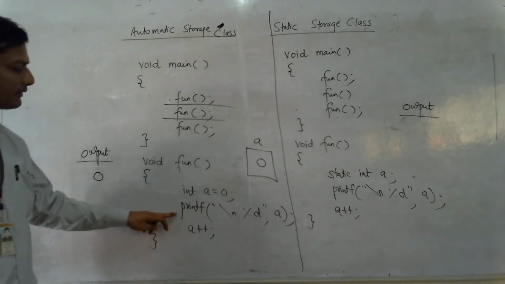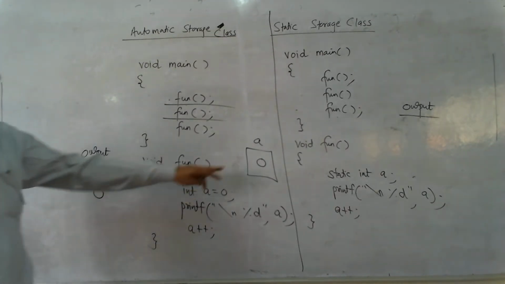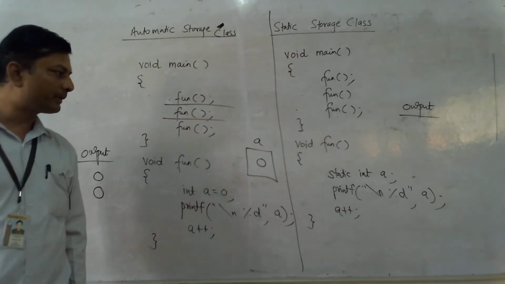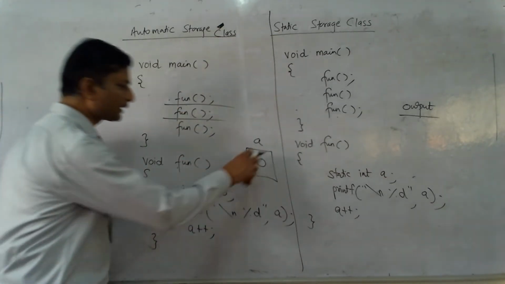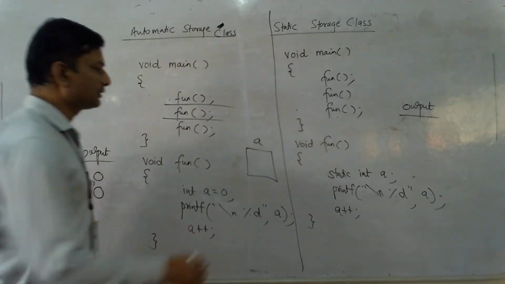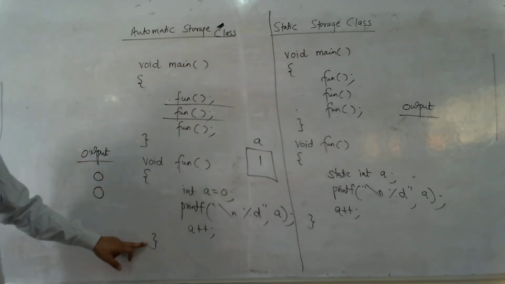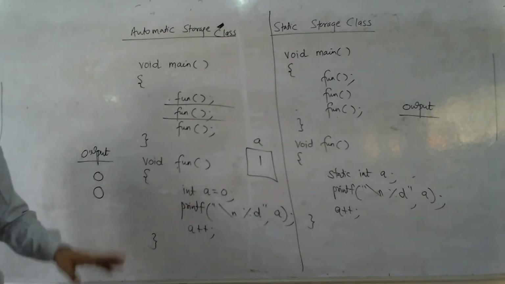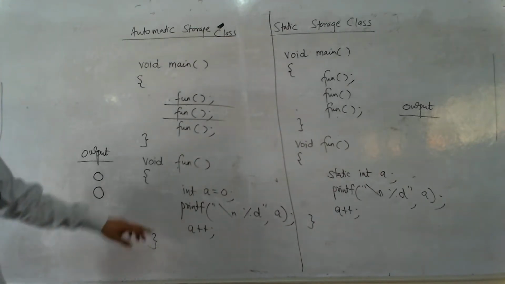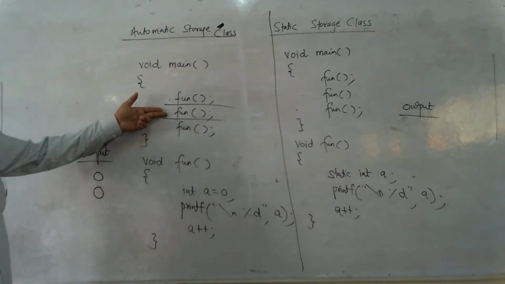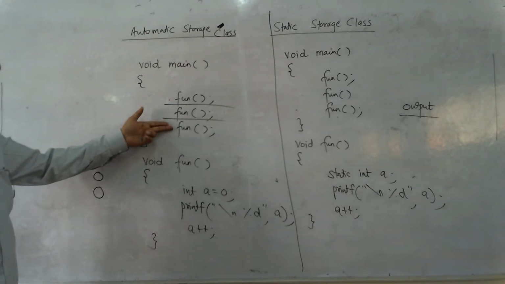In the second line, the value of a will be printed. What is the value of a? 0, as you can see in this memory map. In the third line, the value of a is increased by 1. Again, its value is increased. 0 becomes 1. So this block ends, the life of the variable ends. It will be erased from the memory. Control returns back to the place from where it jumped. Now, the third line will be executed.